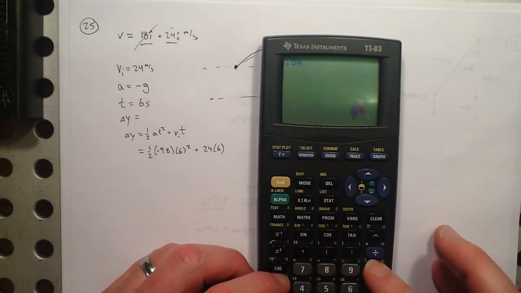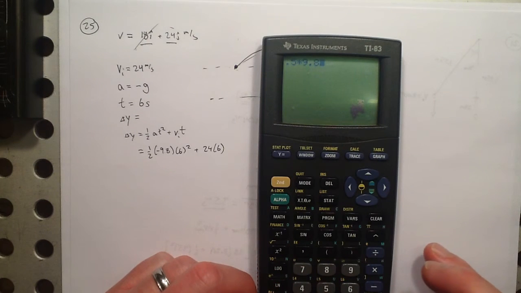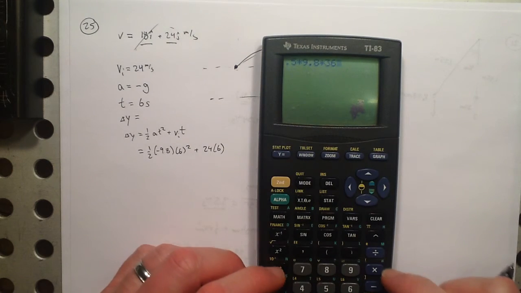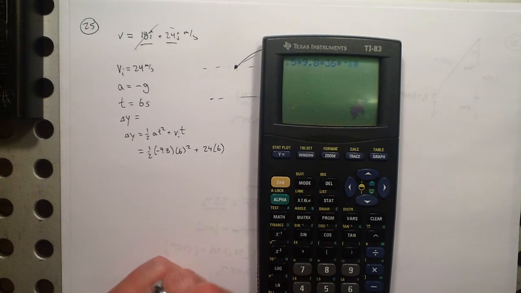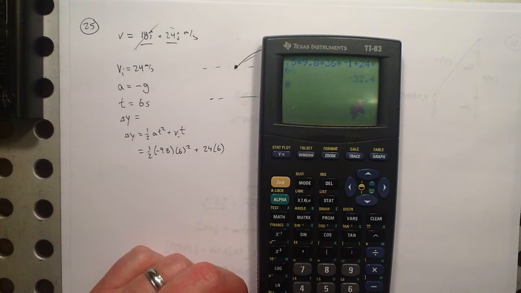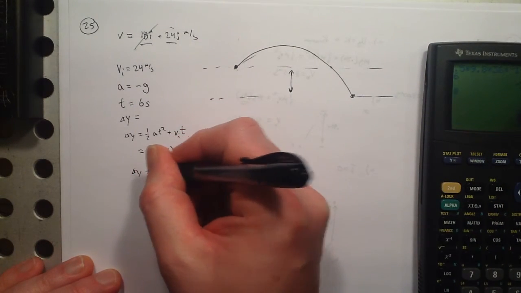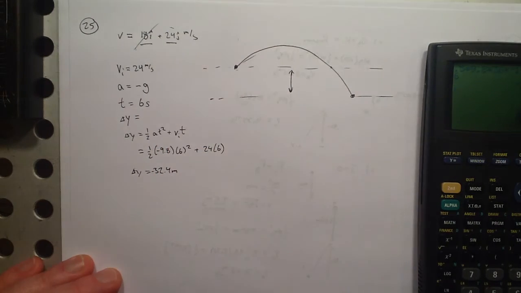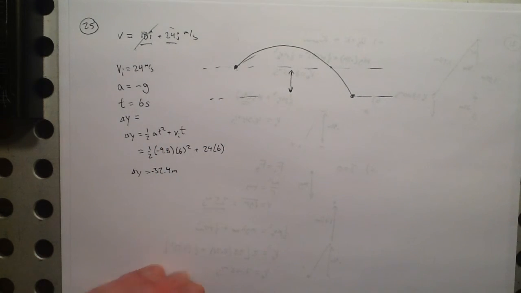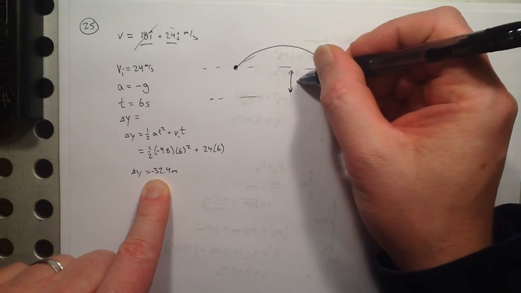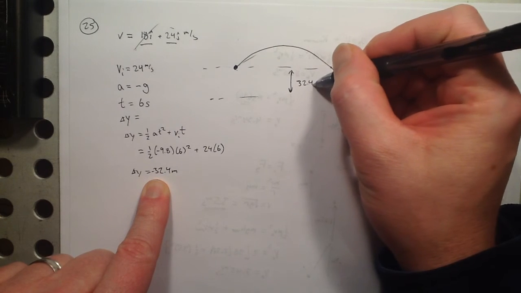So 0.5 times negative 9.8 times 6 squared, 36, and I'll just say times -1, because I forgot the negative sign there, plus 24 times 6. So negative 32.4 meters. So what's the change in gravitational potential energy? Well, it lost this much. If we started here, it dropped 32.4 meters.